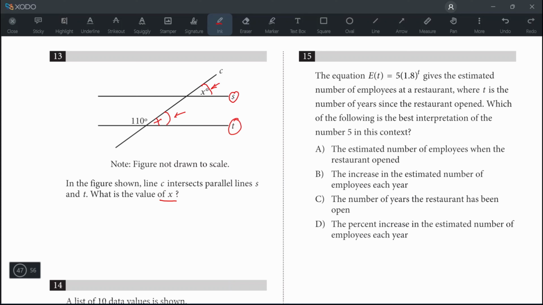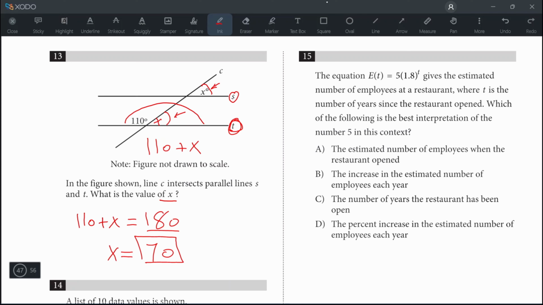The next thing you should notice is that this whole angle here, which is 110 plus x, let me write it down, 110 plus x is equal to 180 degrees, because we know that T is a line and the angle formed by a line is equal to 180 degrees. So solving for x, we will have x equal to 70 degrees. So the answer for this question is 70. And this is an angles question. You can revise this chapter from the Banda book.